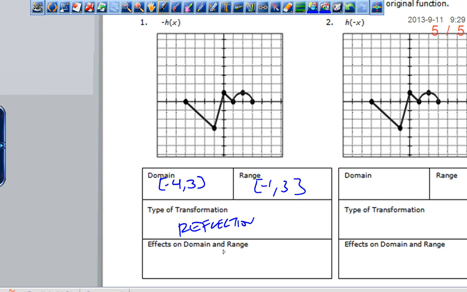And effects on domain and range, what do we want to say? Change the y's. Change y values. Change y's, or however you can say that.